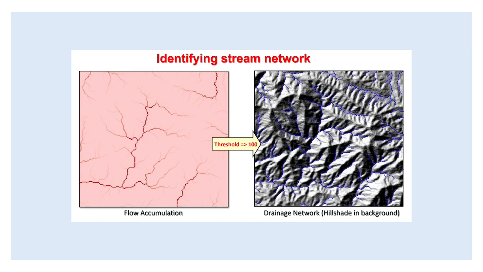So here we have a relief model, a hillshade, which we discussed in the last session. We have a hillshade, and these blue lines represent the drainage that you are seeing in the flow accumulation.